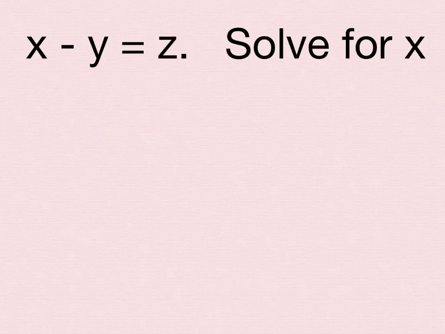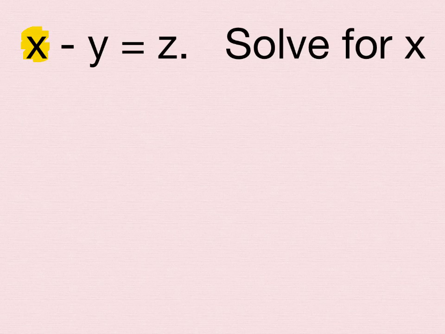In this case, all I have are variables, but everything works the same way. I'm going to start by reading the question. X minus y equals z. Solve for x. So I need for the x to be left by itself. And sometimes I color this over so that'll happen.